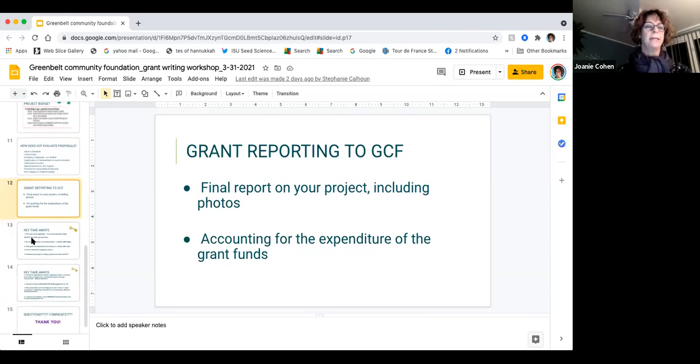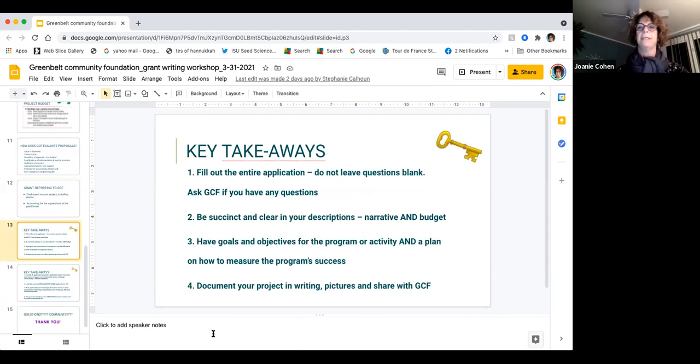Okay, I'm getting near the end. It's a Wednesday night and we're all tired after a long day. I just have a list of key takeaways and then we'll be done. So some of the key takeaways, a lot of them are gleaned from my many years of reviewing them when I served on the Greenbelt Community Foundation.